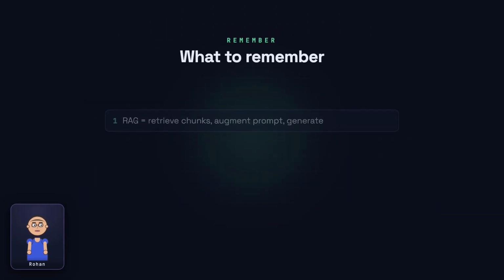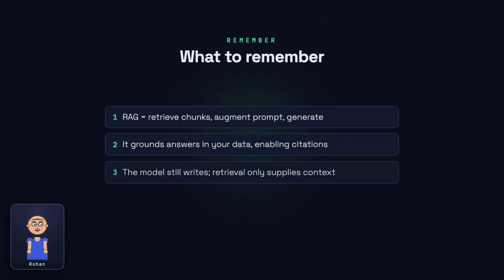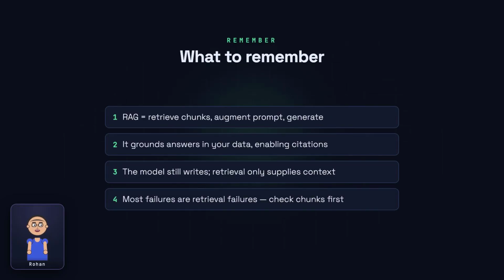So to remember, RAG retrieves relevant chunks, augments the prompt, and lets the model generate answers grounded in your data, enabling citations. The model still writes every word. Retrieval only feeds it context. And when things go wrong, look at the retrieved chunks first. That's retrieval-augmented generation.